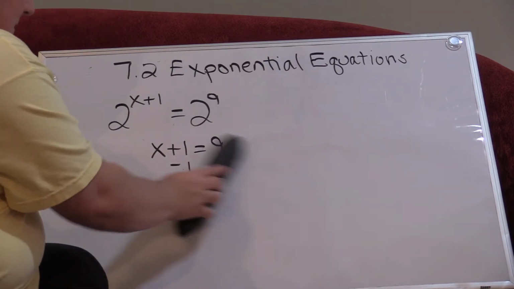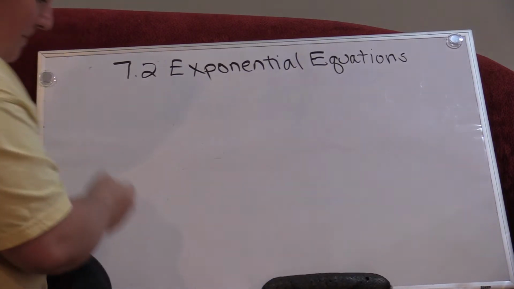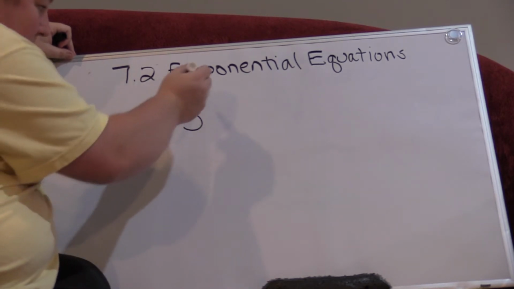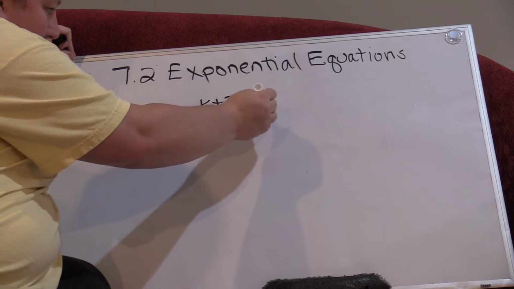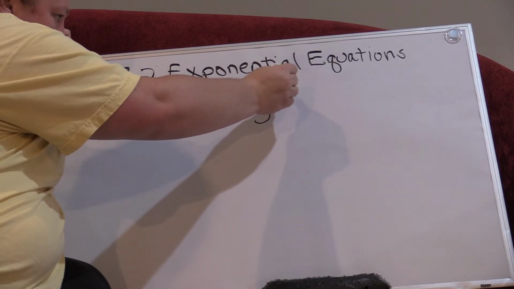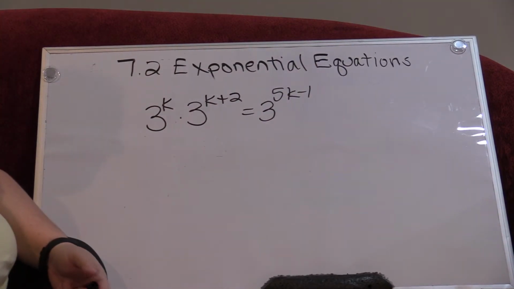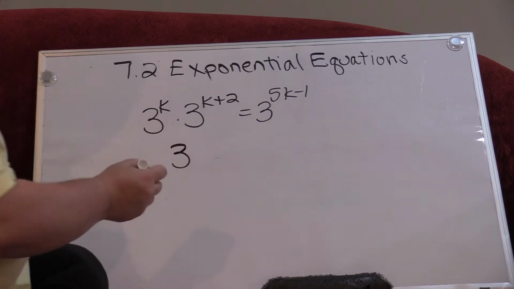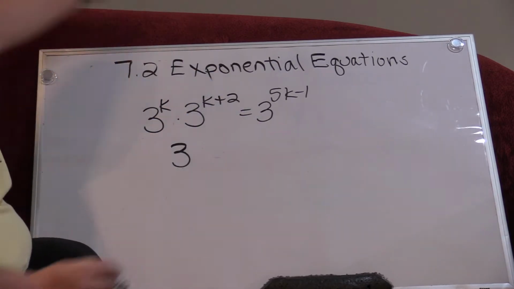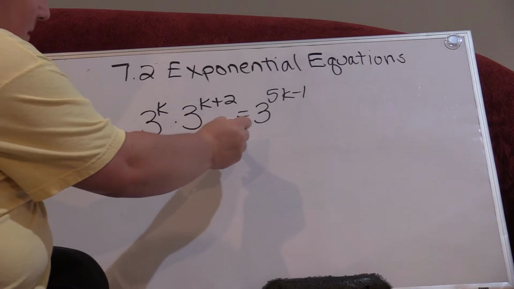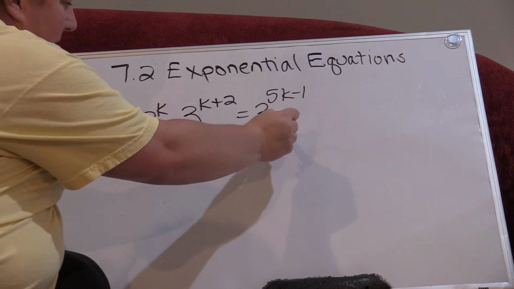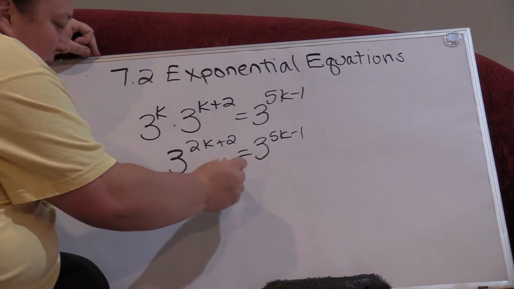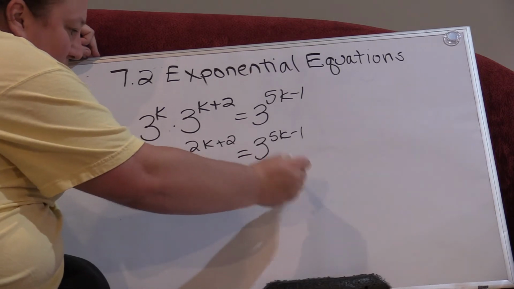Our next example is I have... we have to first combine my exponents. When I multiply, I keep the base the same and I add the exponents. So k plus 2 is 2k plus 2 equals 3 to the 5k minus 1. When my bases are the same, my exponents have to equal each other. So 2k plus 2 equals 5k minus 1.